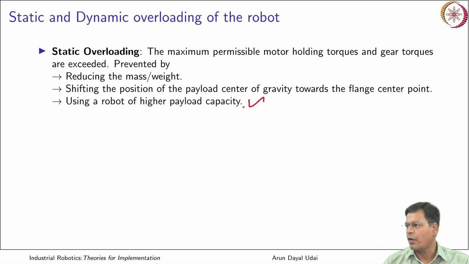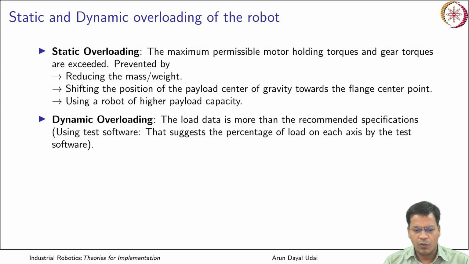That is not always in our hand. Once you have selected a robot, you have to prevent any overload that is going to come to that. Again, dynamic overloading: the load data is more than the recommended specification, and that can only be found by doing some tests. Tests are done using test software that suggests the percentage of load on each axis.